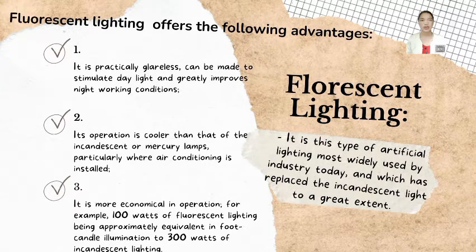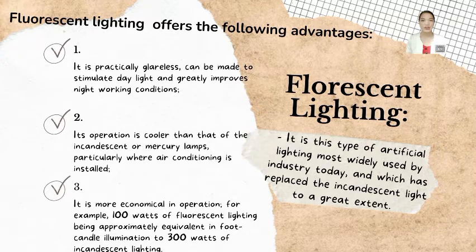Fluorescent lighting. There is a strong trend today in the direction of fluorescent lighting. It is this type of artificial lighting most widely used by industry today, and which has replaced the incandescent light to a great extent. The principle of fluorescent lighting is the glow produced by ultraviolet rays in a tube coated inside with fluorescent powder. Fluorescent lighting offers the following advantages.